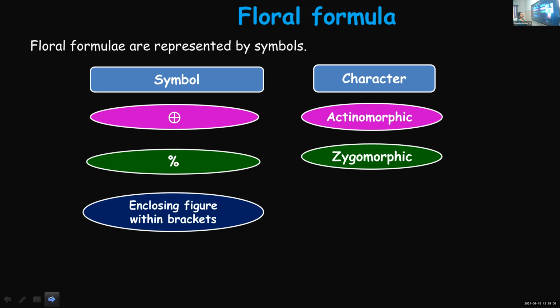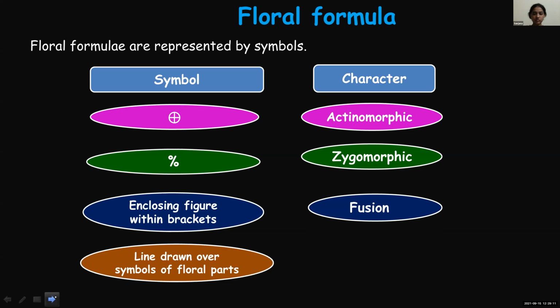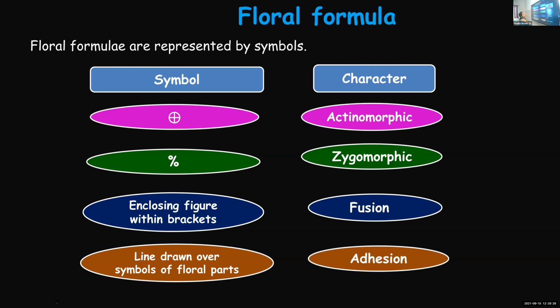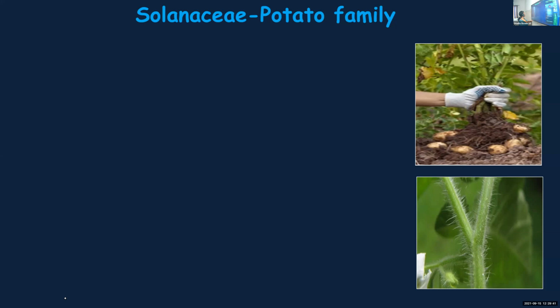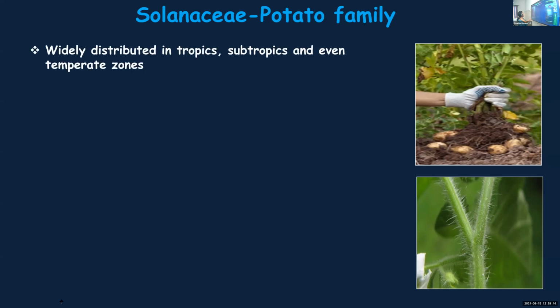Then enclosing a figure within brackets, Sanjana? Fusion. And this one, a line drawn over symbols of floral parts, Mary? Adhesion. So these are the different symbols that we learned, and these symbols are used in floral formulae. Just by seeing the floral formulae, you get information regarding all the different whorls. Is that clear? Any symbols you want to see again?